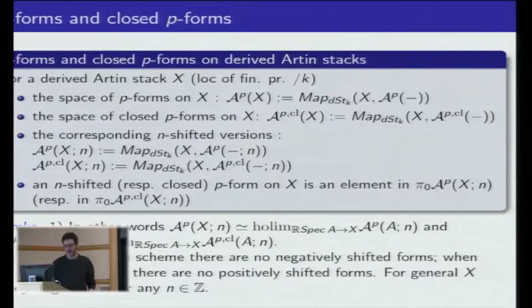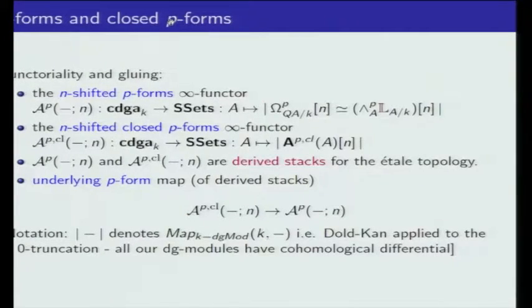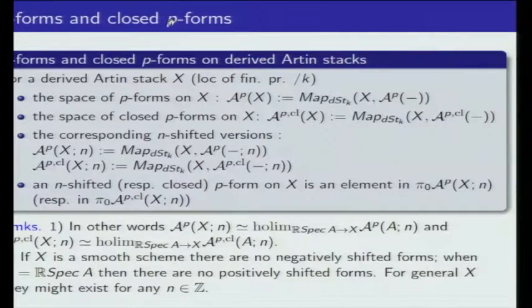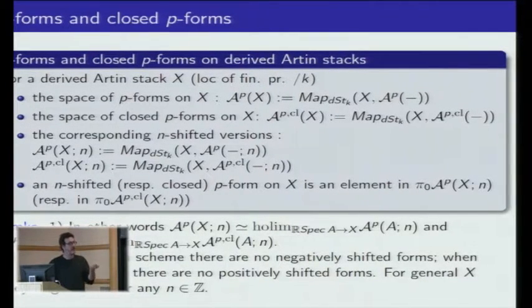And then we can define what are p-forms and closed p-forms on derived Artin stacks. So we just take these A^p closed and A^p as classifying stacks for p-forms and closed p-forms. So A^p of X will be maps from X to A^p, and A^p closed of X will be maps from X to A^p closed. Okay, these are spaces of p-forms and closed p-forms. When I take an element in pi 0, I say that I have a p-form or a closed p-form. Let me also mention that if X is a smooth scheme, there are no negatively shifted forms, so pi 0, when n is negative, is empty.